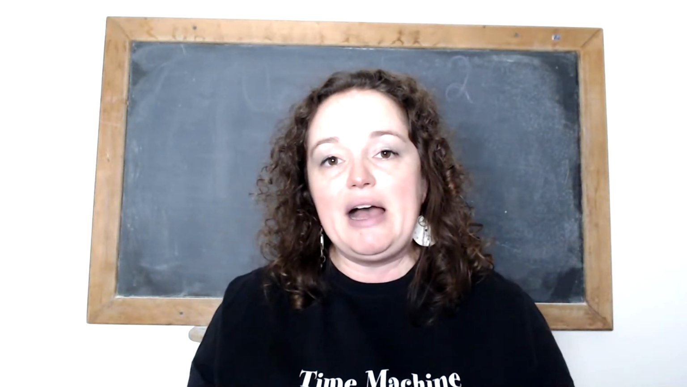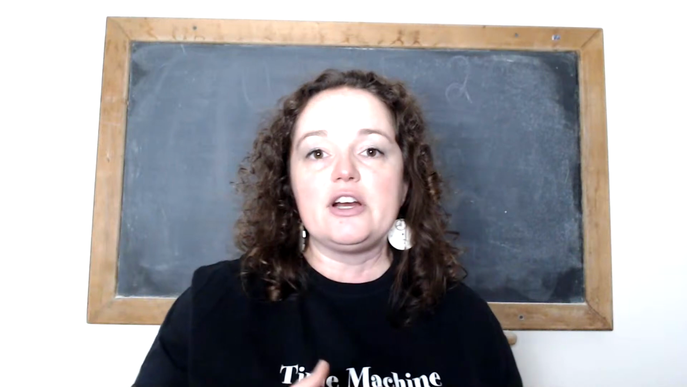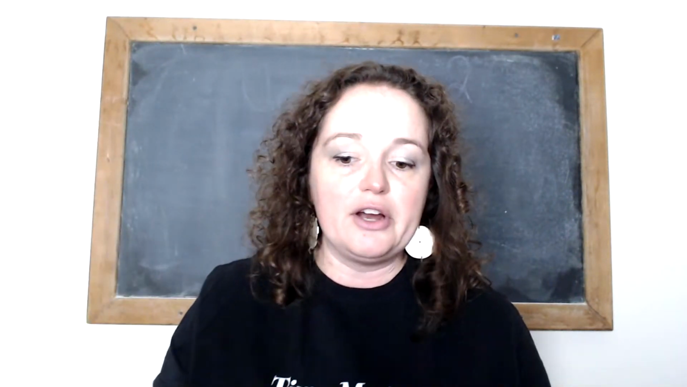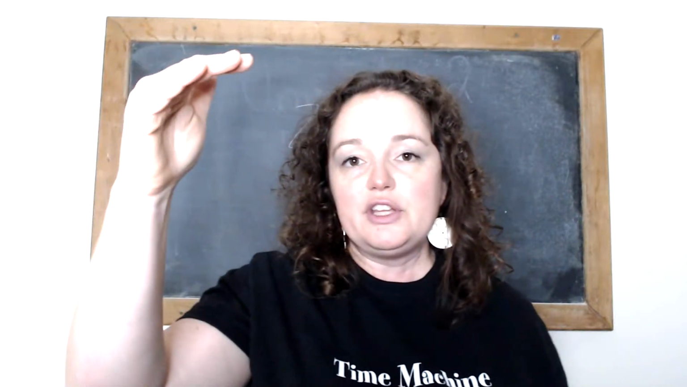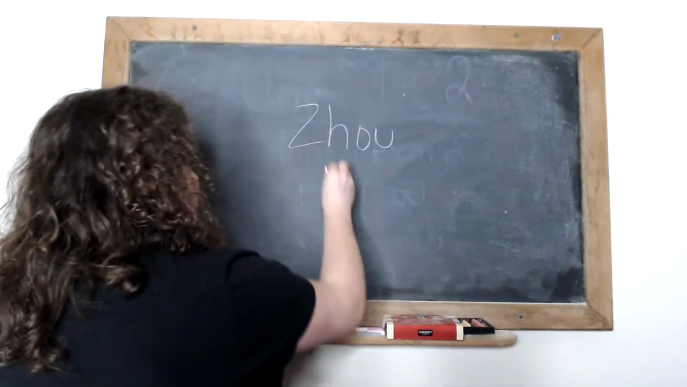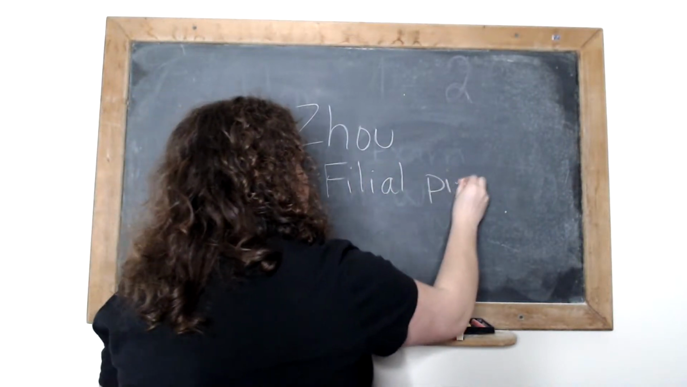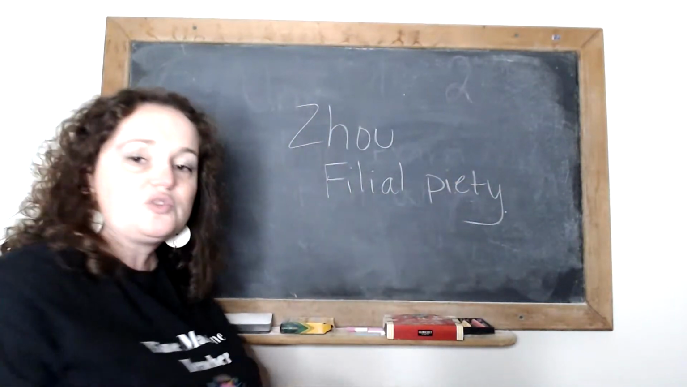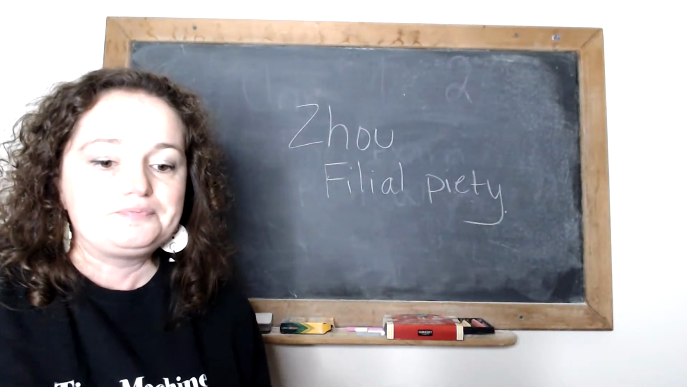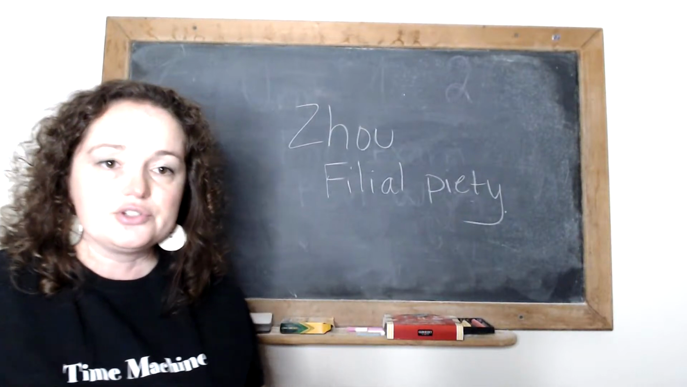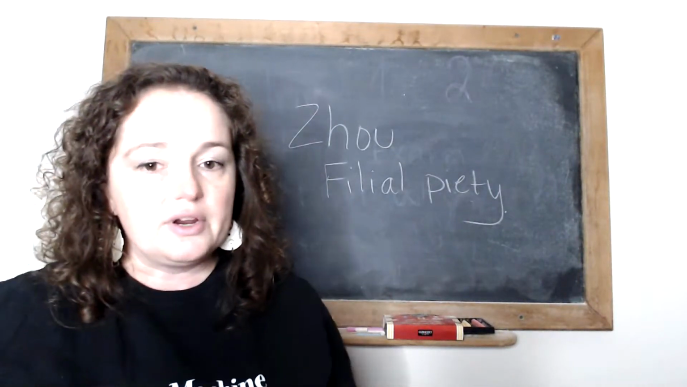Remember, we were talking about how the father is over the son, and the son respects the father, and the emperor is over the people, and the people respect the emperor. That's all about relationships. So that's where this comes in, filial piety. This basically means respecting your ancestors and your duty to your ancestors to respect them.